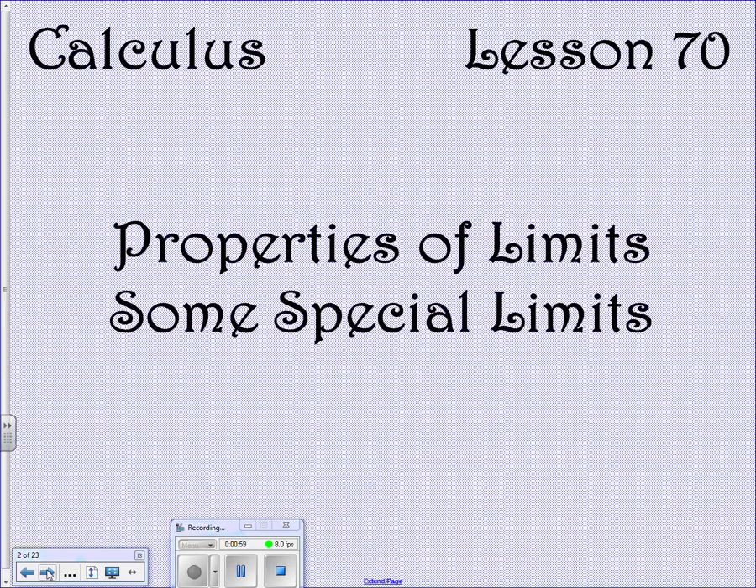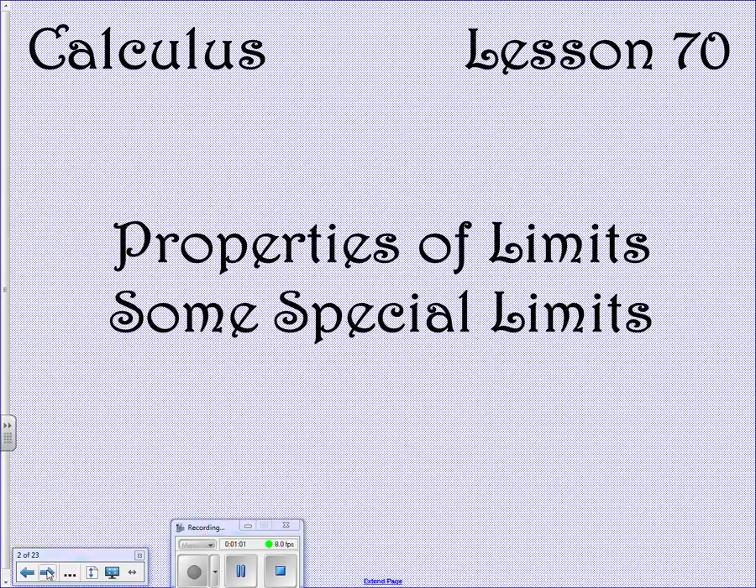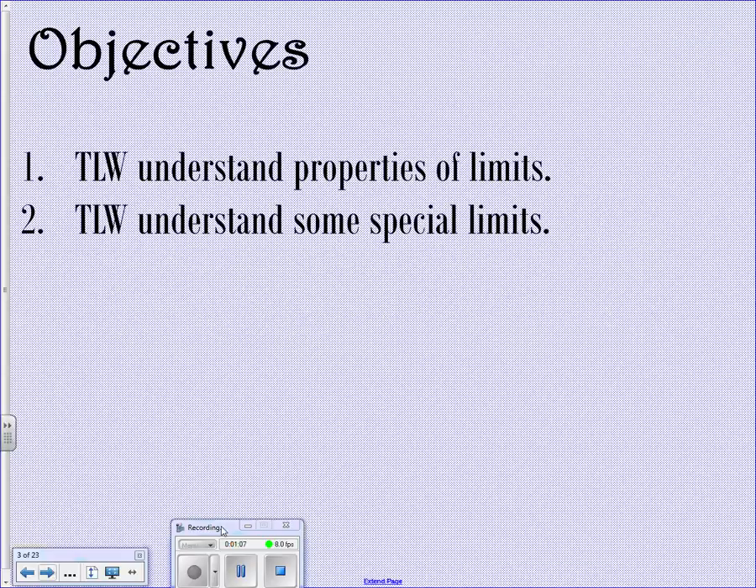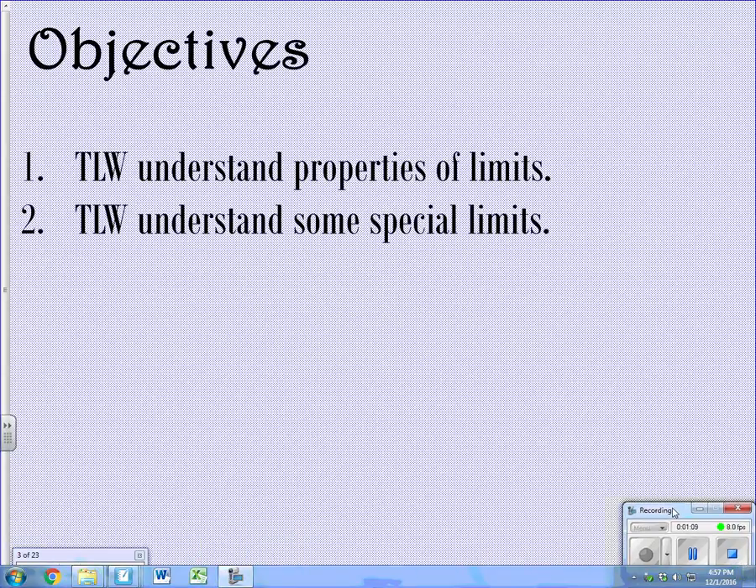So we're looking at lesson 70 today. We're dealing with properties of limits, and then we're going to look at some special limits. So hopefully after this lesson, you will be able to understand properties of limits and some of the special limits that we're going to look at.